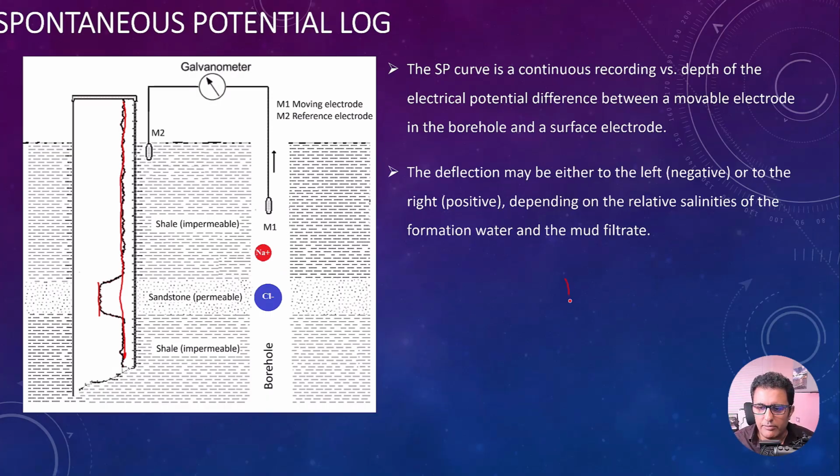Just for example, if we have another situation like that, as I said, the positive side of the curve we consider as impermeable layers. So whenever we see some deviation, it means that we are able to identify our permeable layers.